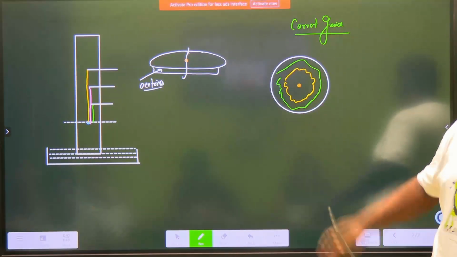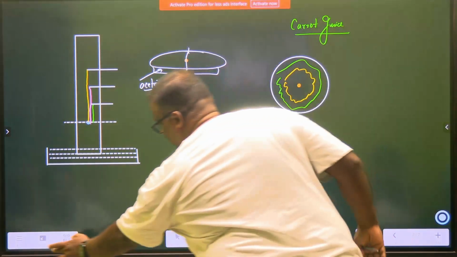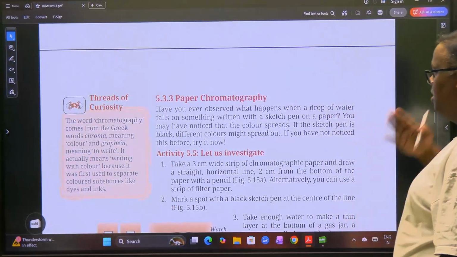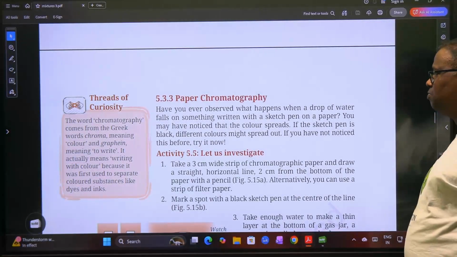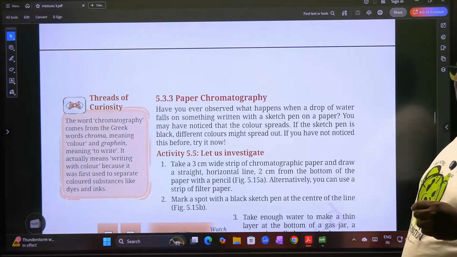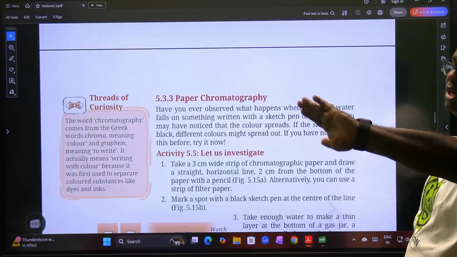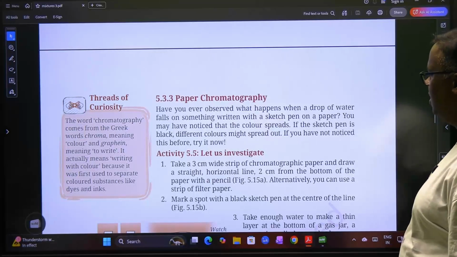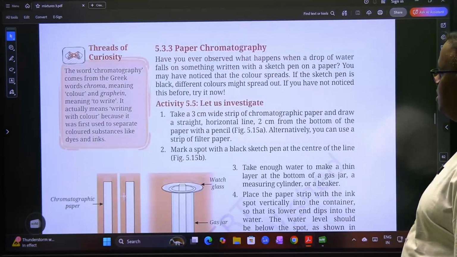Now you understood. Let's see what NCERT says, anything extra from what we have spoken so far. So same thing: have you ever observed when a drop of water falls on a painting or a sketch pen writing, you'll see different colors separating out? That's basic chromatography. So let us investigate. So how do they investigate? Too much investigation.